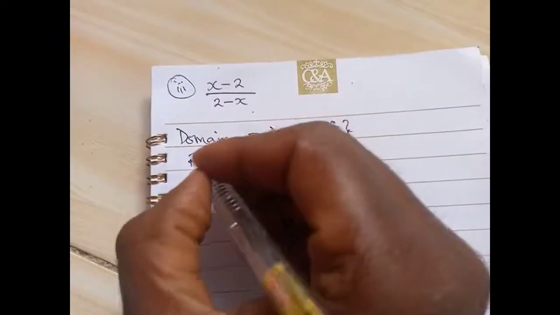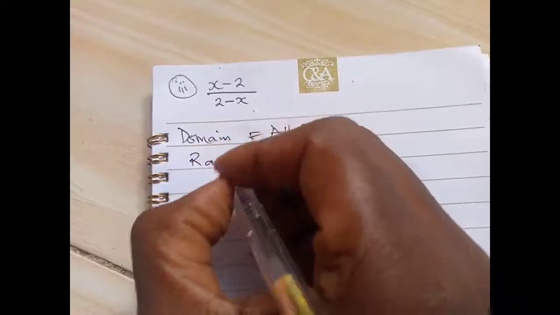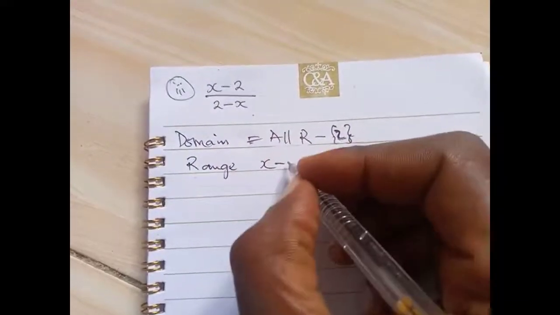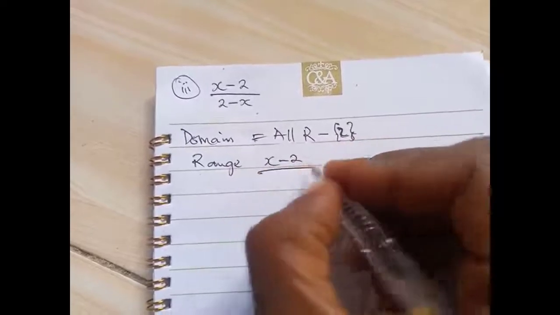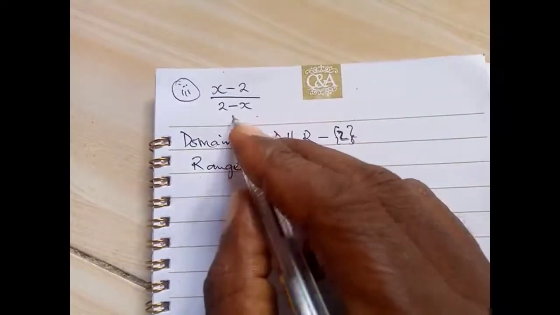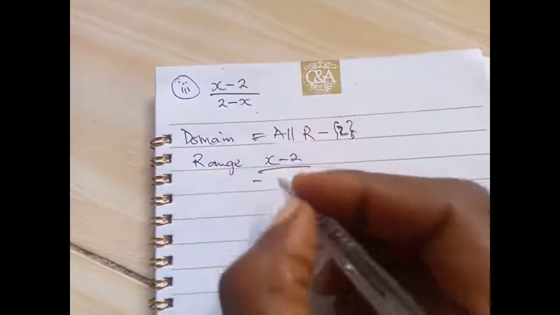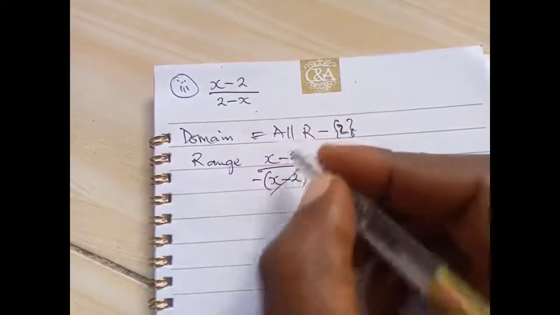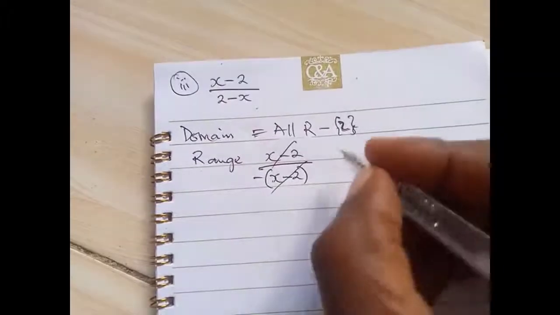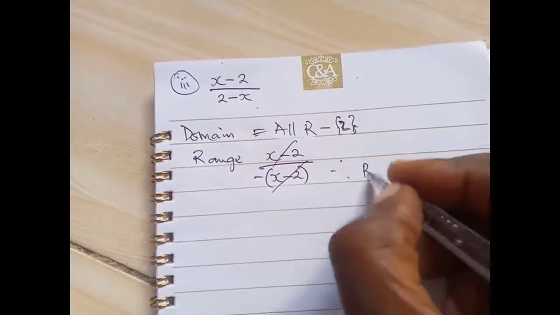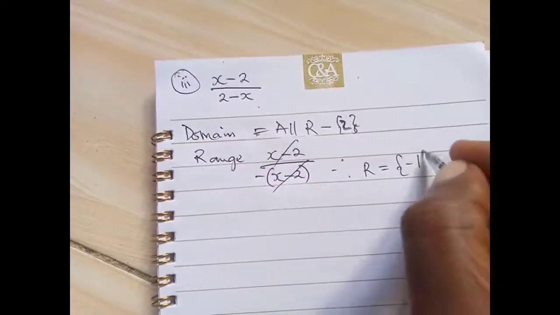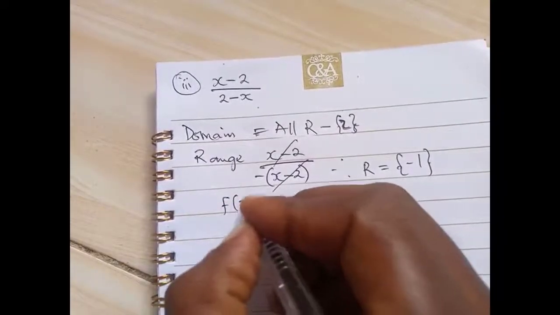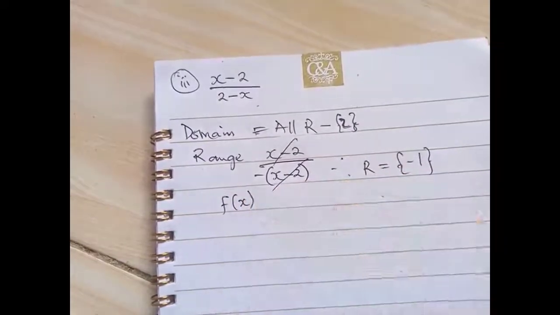And for us to get the range, we have the numerator to be x minus 2. For the denominator, we need to make it look like this by multiplying with minus, so these can cancel out. Because of that, the range is minus 1. What that means is that f of x is a constant function.